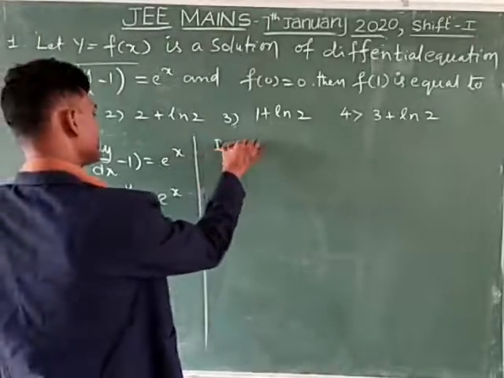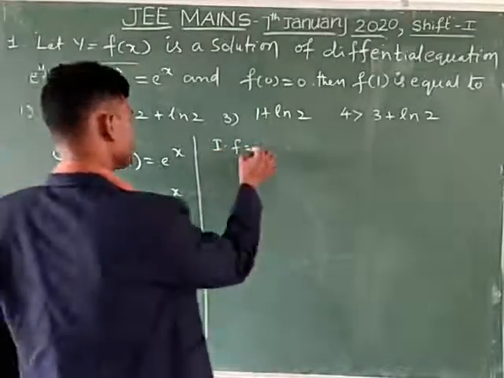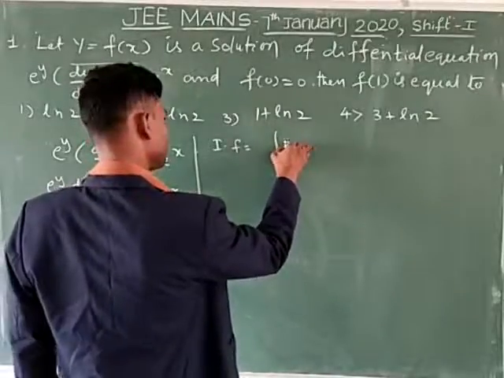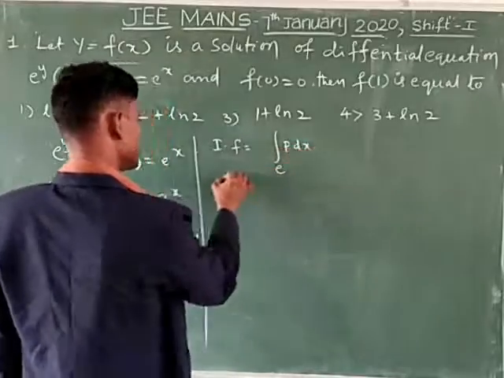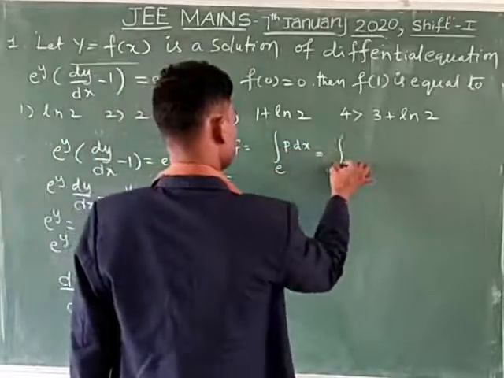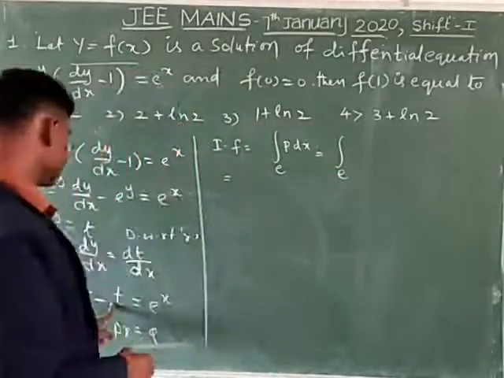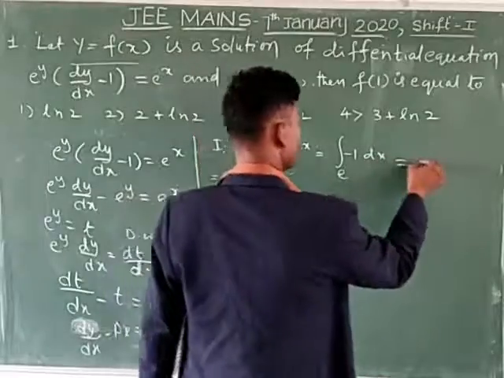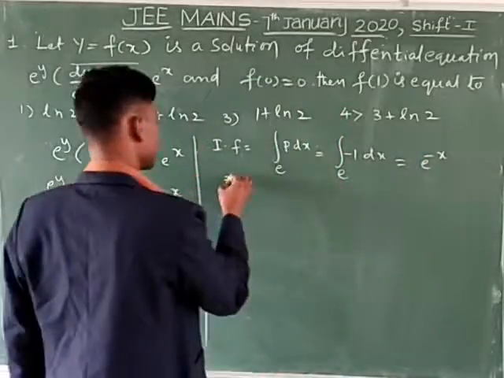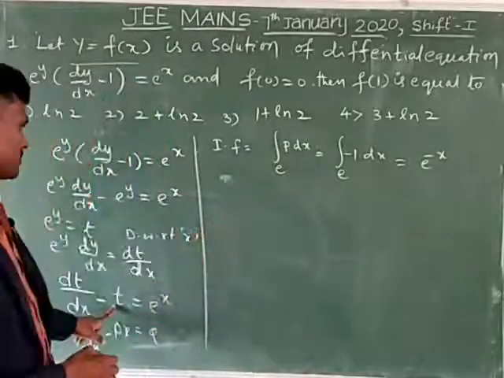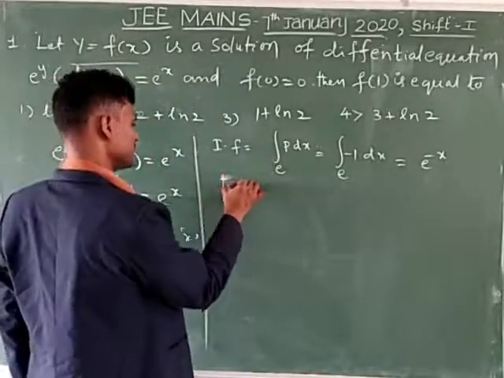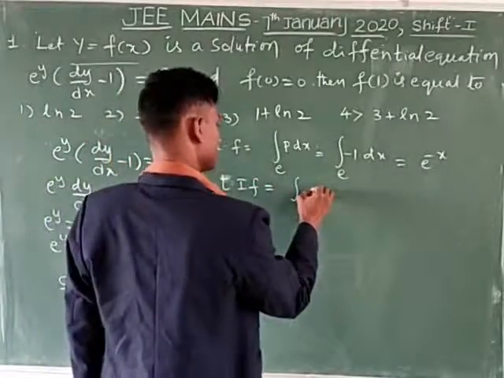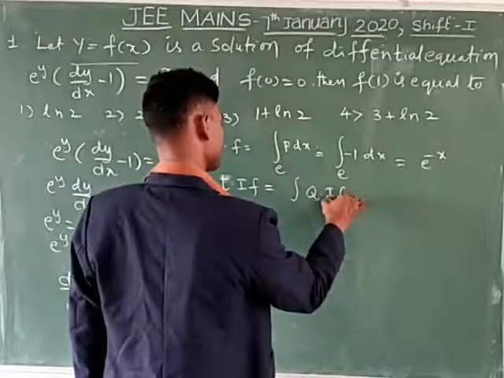Now you can find the integrating factor. The integrating factor, IF, is equal to e to the power of the integral of p dx. Here, the integral of e to the power of, what is the value of p, minus 1 into dx, is equal to e to the power of minus x. This is the integrating factor. Now t into the integrating factor is equal to the integral of q into the integrating factor dx.